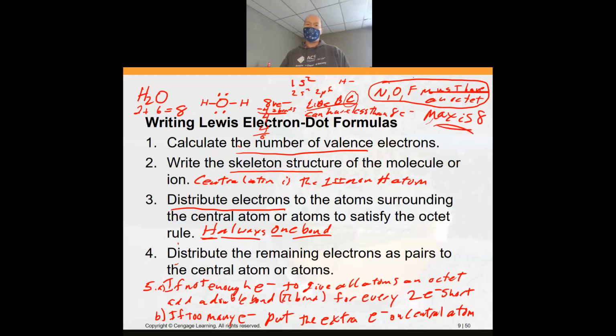When you have the 1s2, hydrogen, max is 2. That's why there's one bond and only one bond. Your max here is 2. For the second row, which is your lithium, beryllium, boron, carbon, nitrogen, oxygen, fluorine, the maximum number of electrons is 8. If you ever have more than 8, it is 100% wrong.